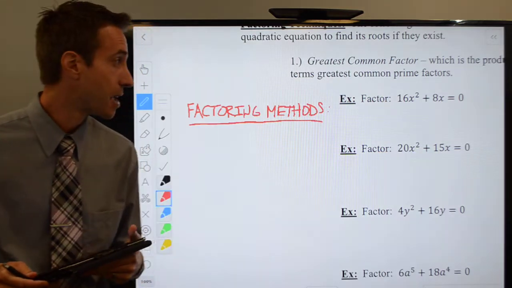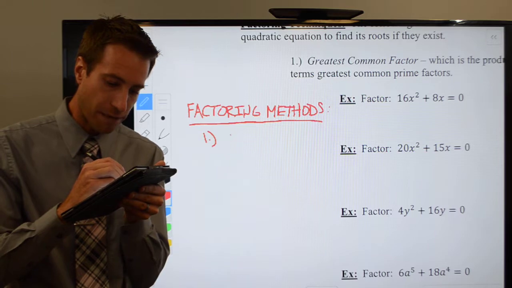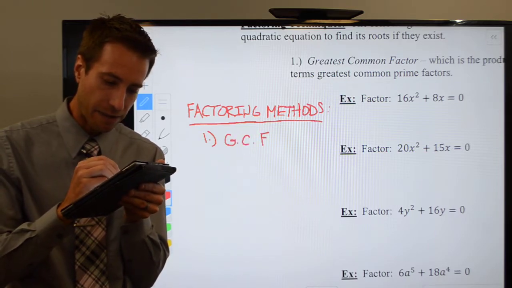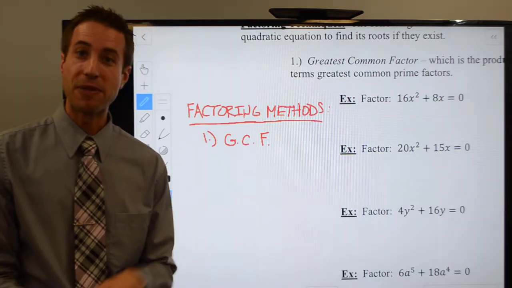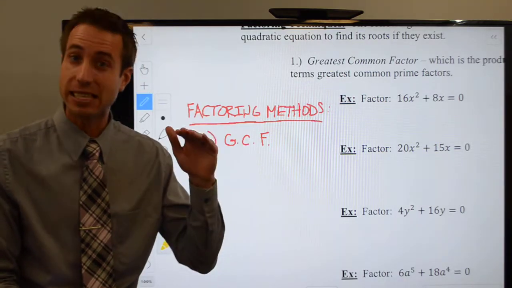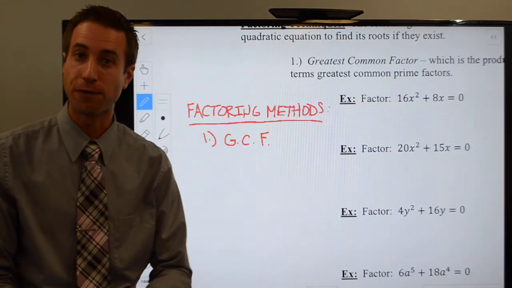So these are going to be factoring methods. Now, the first one that we're going to look at is finding a GCF. The reason that they're going to go in this order is because we're going to start with the easiest factoring technique and work our way down to the more difficult ones.